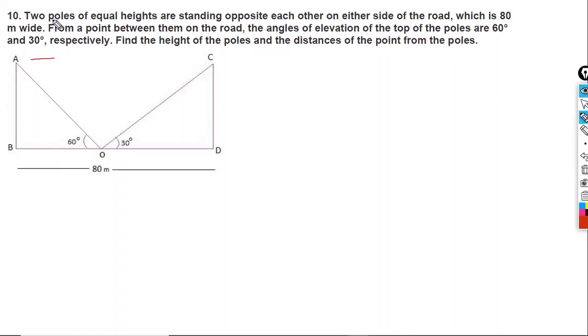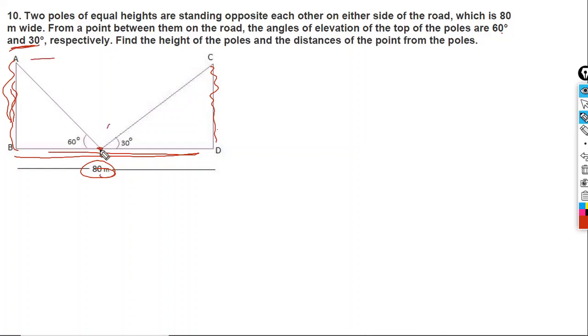Let's read the question. Two poles of equal heights are standing opposite each other. So there are two poles of equal height, that means AB is equal to CD, on either side of the road, which is 80 meters wide. So this is a road and it is 80 meters wide. From a point between them on the road, the angles of elevation of the tops of the poles are 60 degrees and 30 degrees respectively.